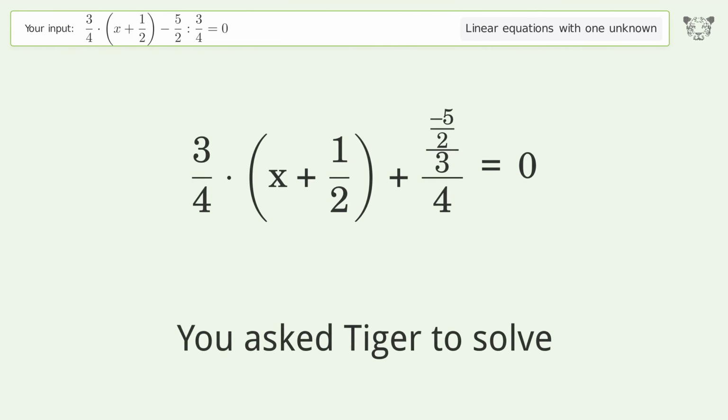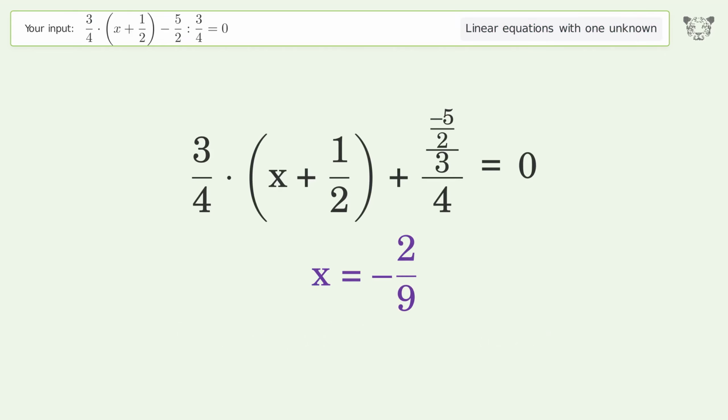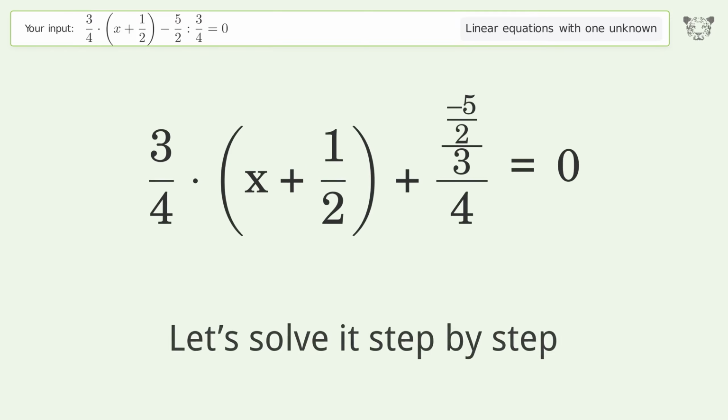You ask Tiger to solve. This deals with linear equations with one unknown. The final result is x equals -2/9. Let's solve it step by step.